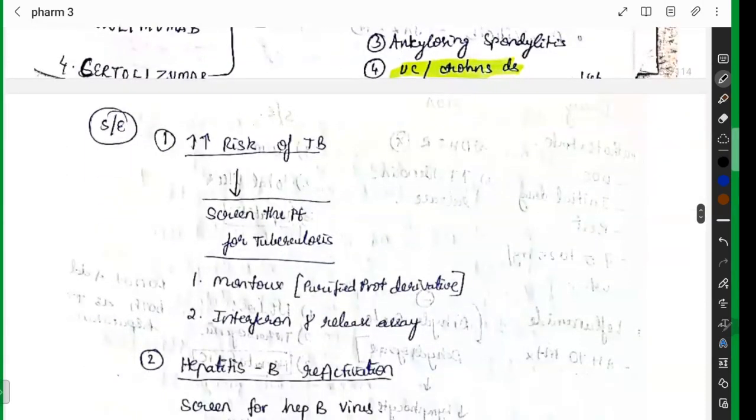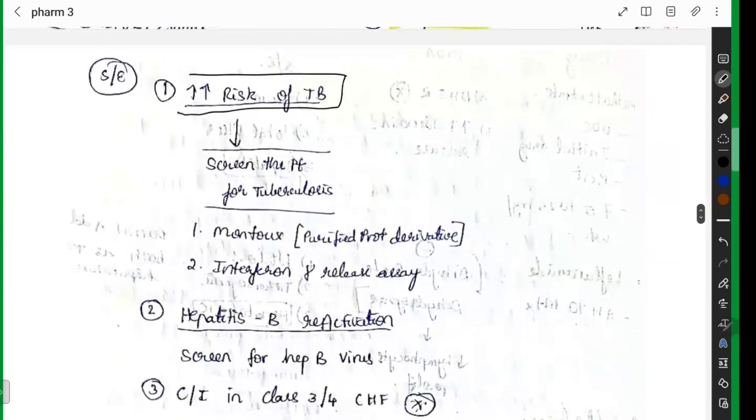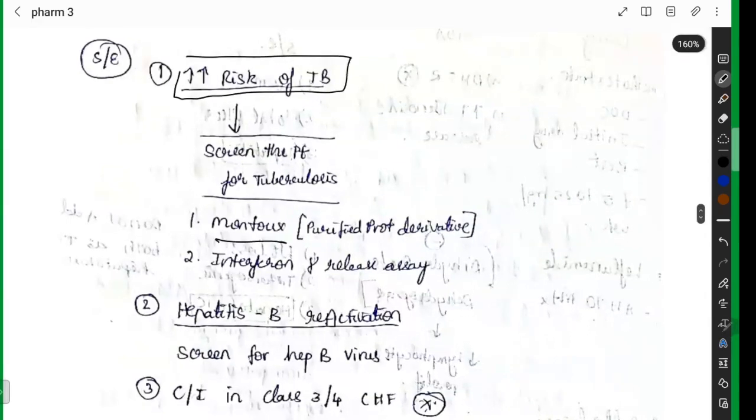Remember, they are going to increase the risk of TB because they are TNF alpha inhibitors. They are going to act against the TNF alpha. Therefore, there is an increased chance of TB because there is decreased immunity. So always screen for TB. Mantoux test you are going to perform. Interferon gamma release assay is also going to be taken.